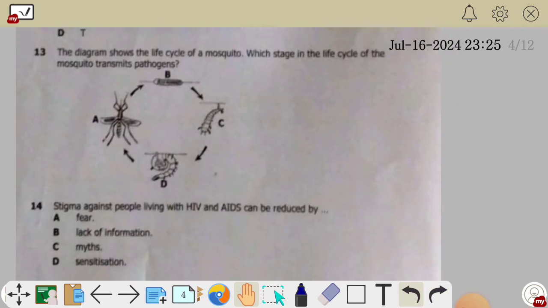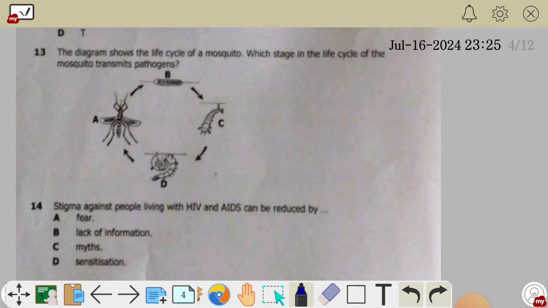Question 13. The diagram shows the life cycle of a mosquito. So this diagram here is a life cycle of a mosquito. Which stage in the life cycle of the mosquito transmits pathogens? So pathogens in a mosquito cycle are transmitted by an adult mosquito. So we have a pupa, larva, and now we have an adult mosquito.